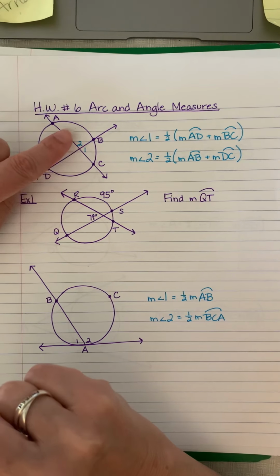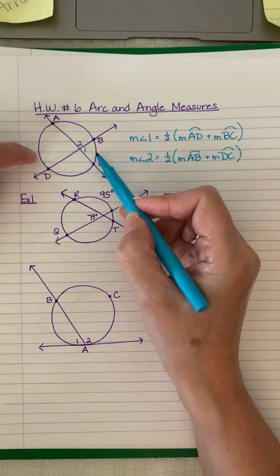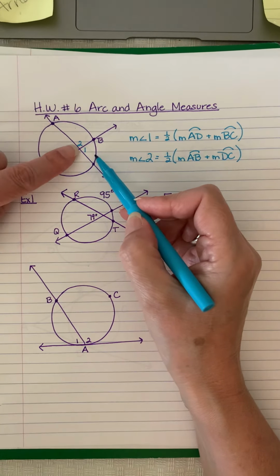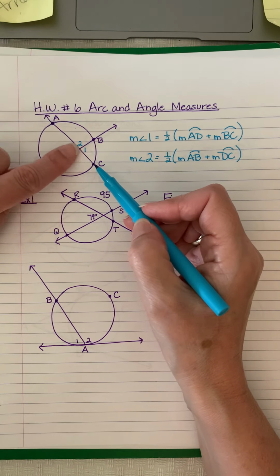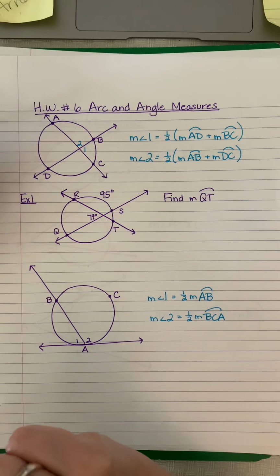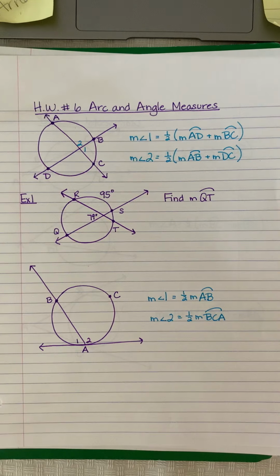Now, if you were given these arcs and you need to find the measure of angle 2, the first thing you need to do is find the measure of angle 1. You know that angles 1 and 2 are supplementary. So you can use your other knowledge as well. And so let's look here at example 1.